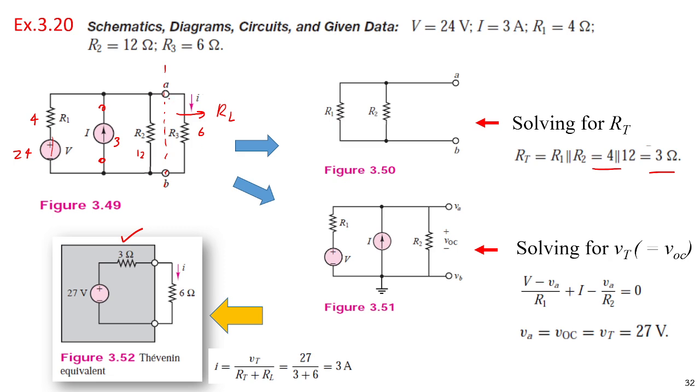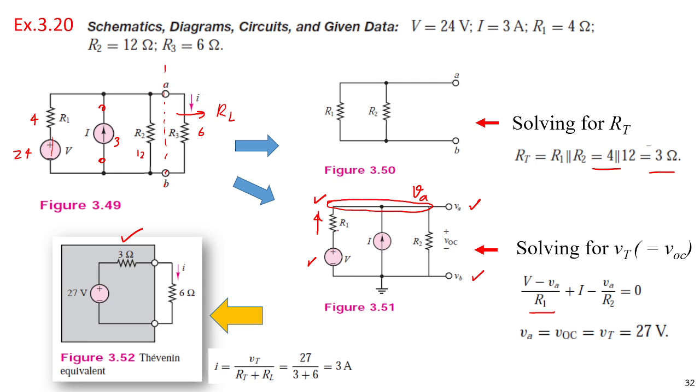The Thevenin voltage is the voltage between A and B, here. We solve for VA. Any method. In this case, if we take KCL, we have one node. So what is this current? V minus VA divided by R.